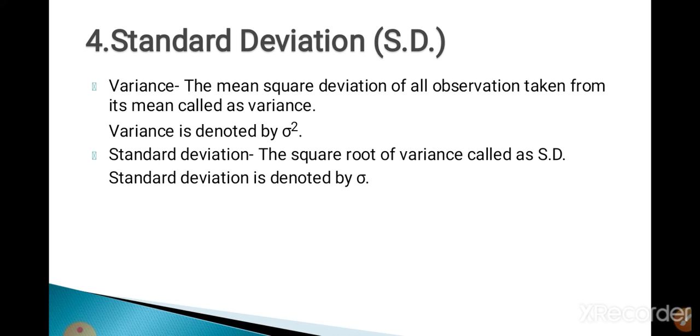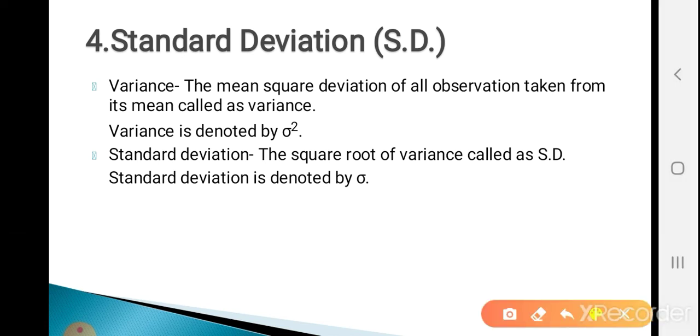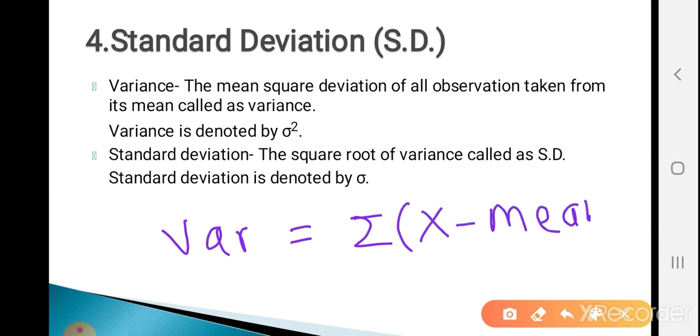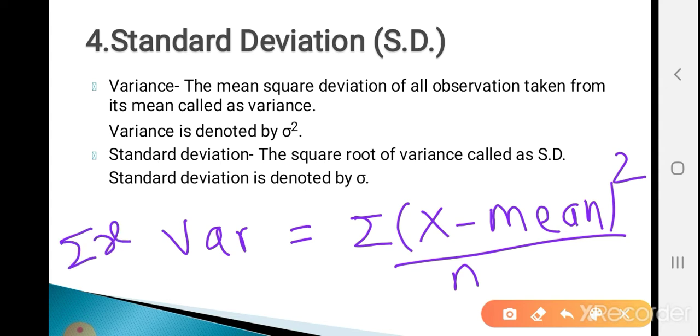The mean square deviation of all observations taken from its mean, that is arithmetic mean, is called variance. Let's see the formula for calculating the variance for ungrouped data. The formula is variance is equal to summation (x minus x bar) square divided by small n. Arithmetic mean is calculated as summation x upon n for ungrouped data.